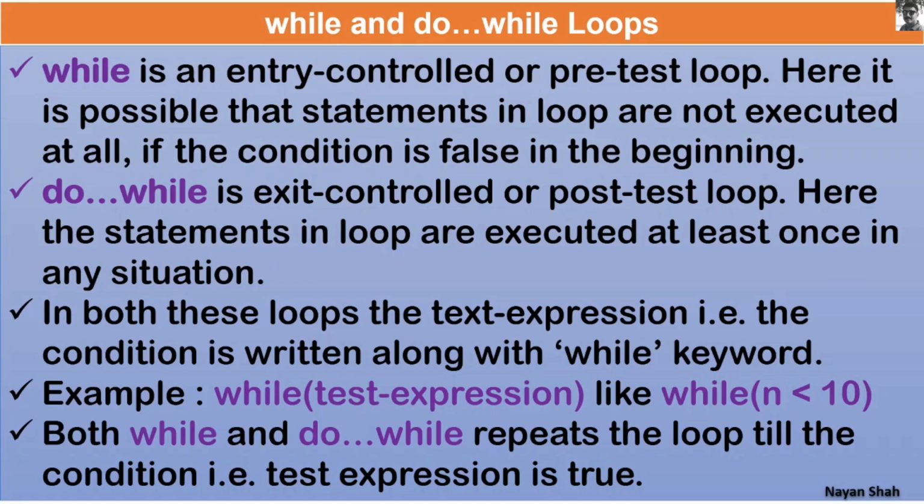Do while is an exit controlled or post-test loop. Here the statements in the loop are executed at least once in any situation. In both these loops, the test expression, that is the condition, is written along with the while keyword. For example, while n < 10. That is how we write the test expression with while. Both while and do while repeat the loop till the condition, that is the test expression, results true. And once it results false, the loop will get over.